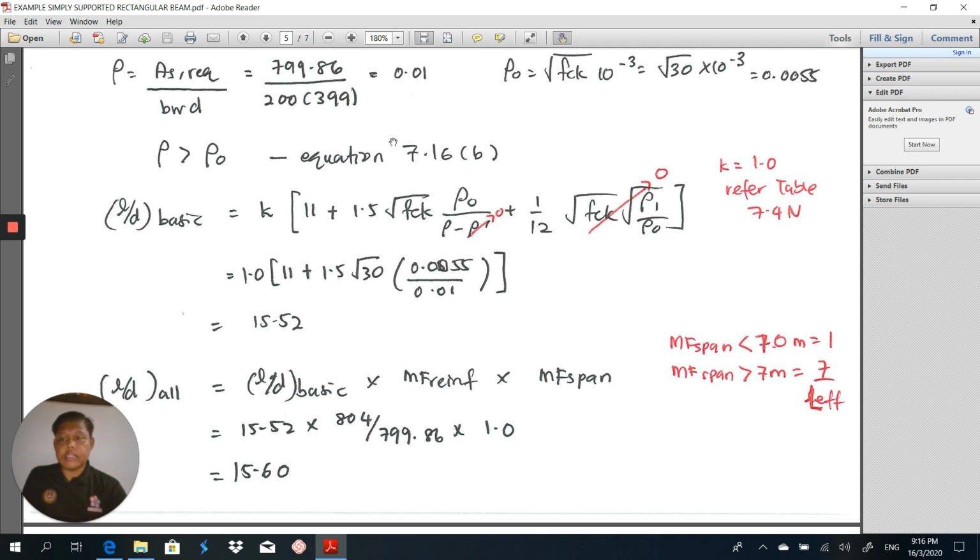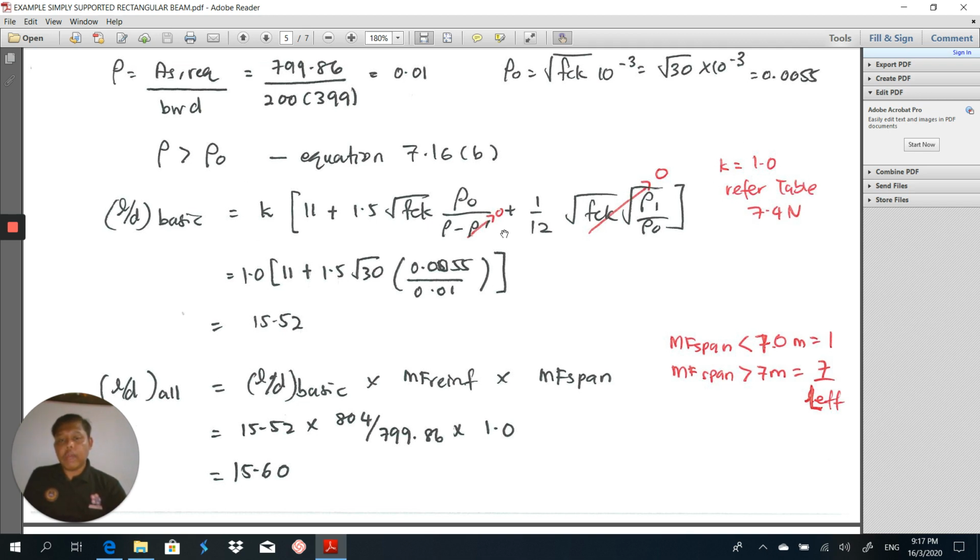Then you get this answer. So based on this answer, I get this L over D basic is equal to 15.52. Here I'm going to tell you how to determine this K. K is referred to table 7.4, and because this beam is a simply supported beam, the K value is equal to 1.